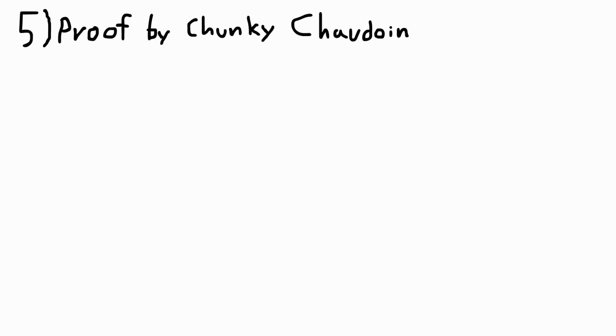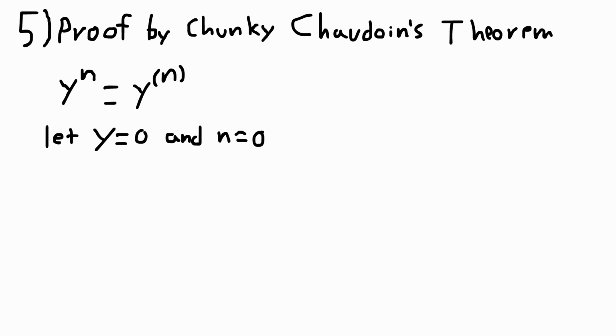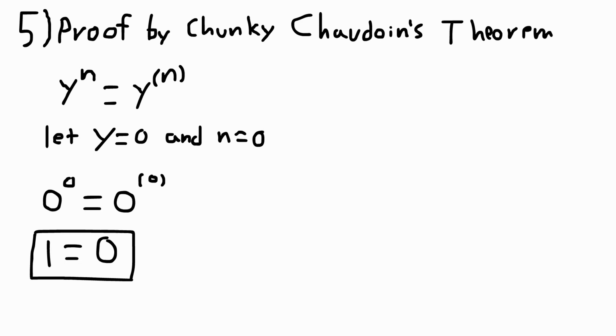Proof by Chaudoin's theorem. Chaudoin's theorem states that y to the n is equal to the nth derivative of y. Now let y equal 0 and let n equal 0. 0 to the 0 is equal to the 0th derivative of 0, which means that 1 is equal to 0.